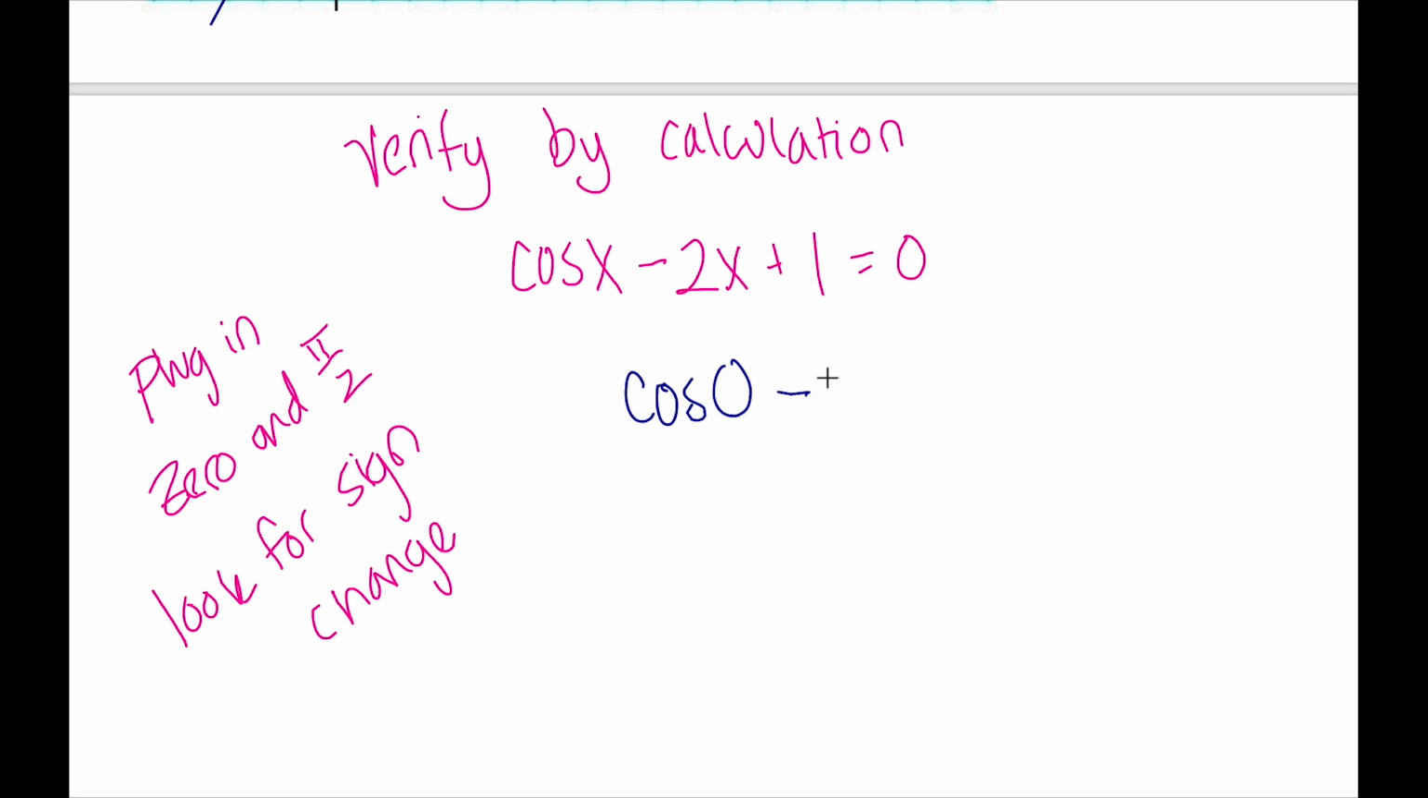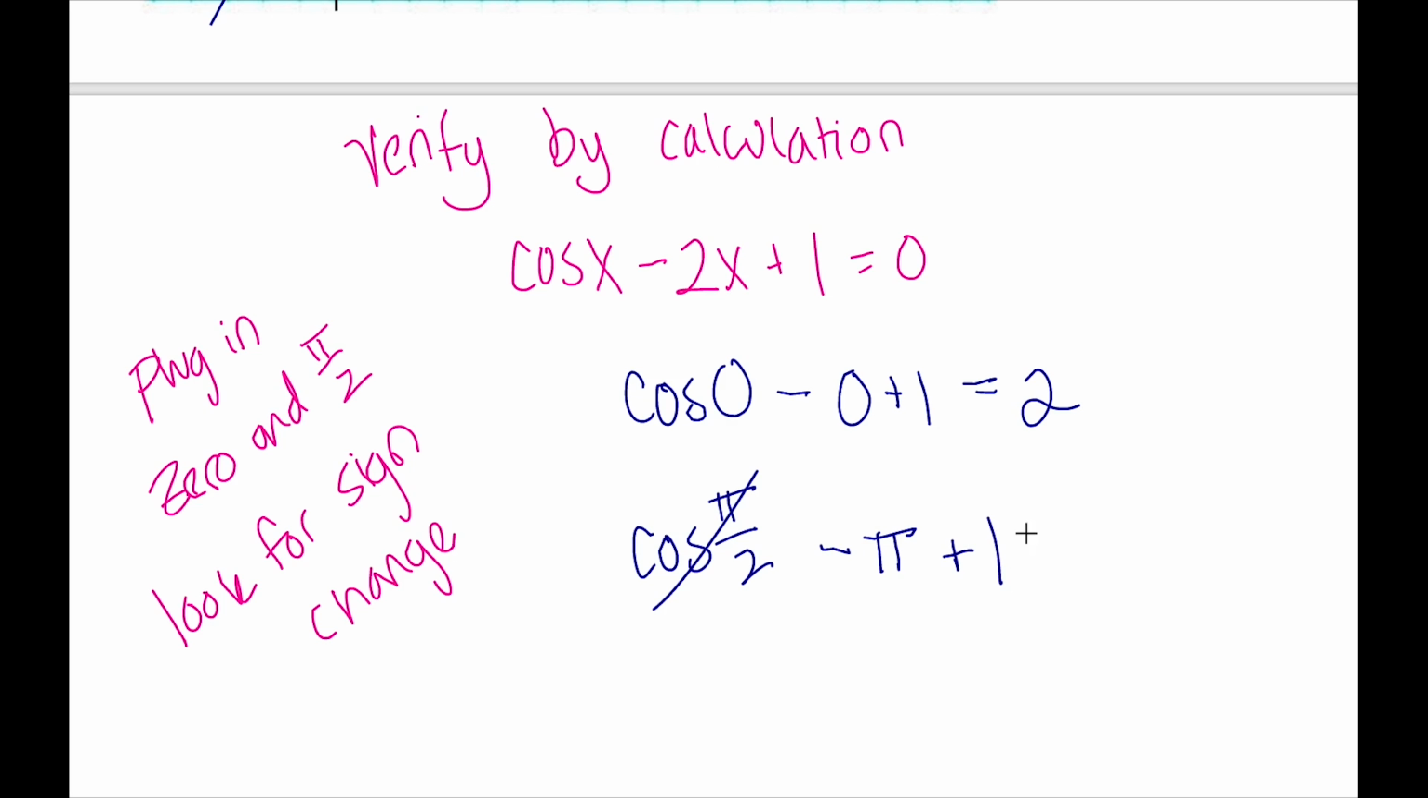Cosine of 0 minus 0 plus 1. Cosine of 0 is 1, and 1 plus 1 equals 2. Cosine of pi over 2 equals 0, minus 2 times pi over 2, which would be pi, negative pi, plus 1. That's approximately negative 0.24214. Sign changed. We've finished verifying.